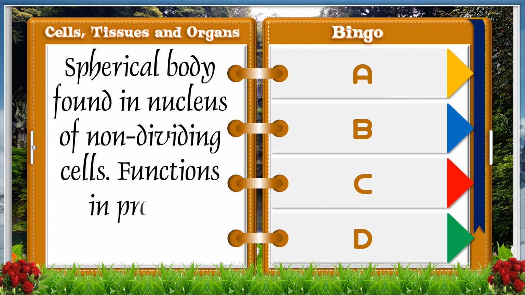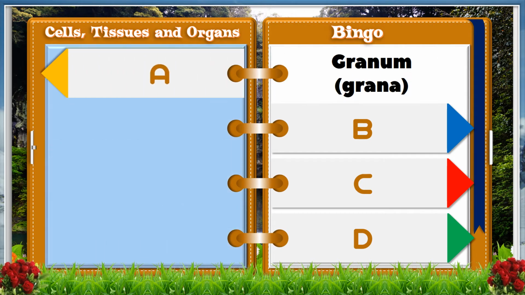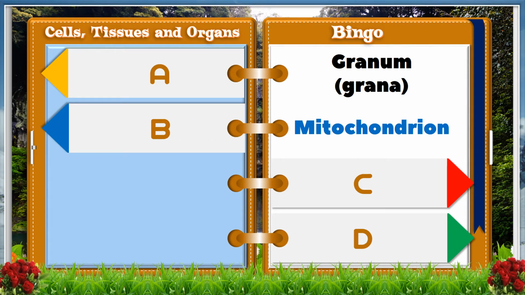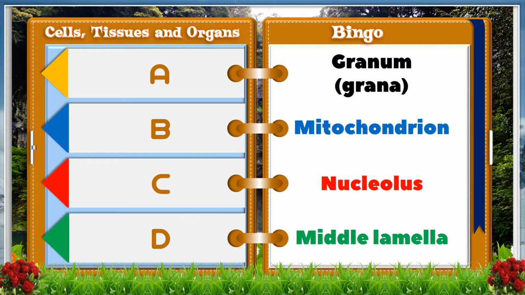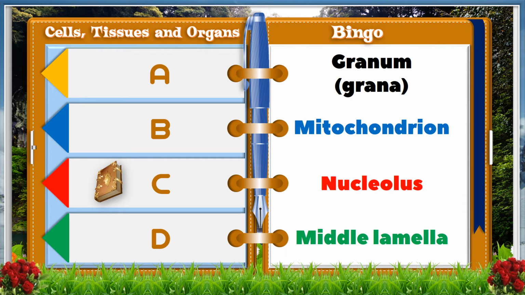Spherical body found in the nucleus of non-dividing cells. Functions in protein synthesis. A. Granum. B. Mitochondrion. C. Nucleolus. D. Lamella. And the answer is C. Nucleolus.